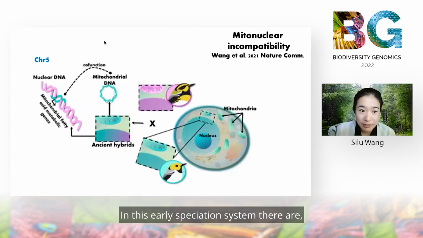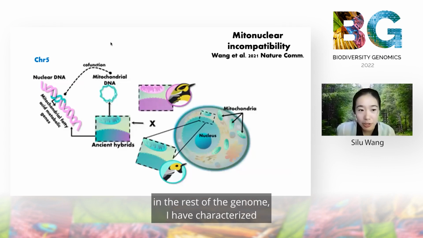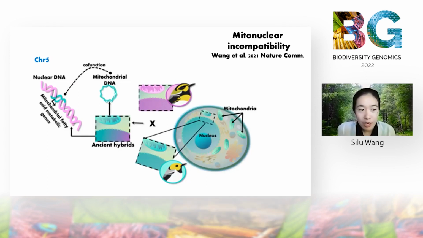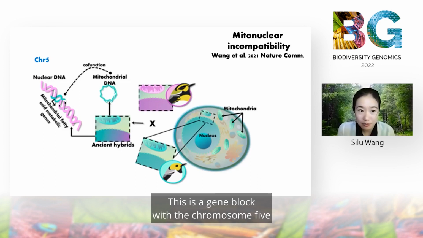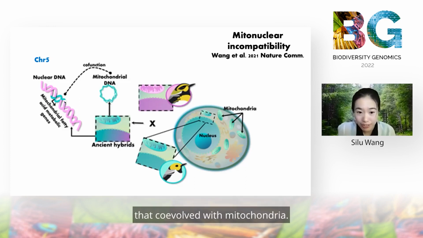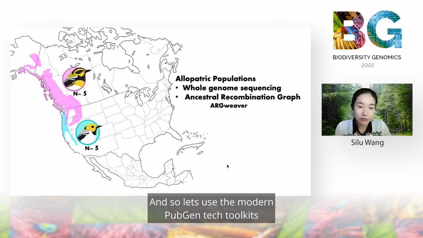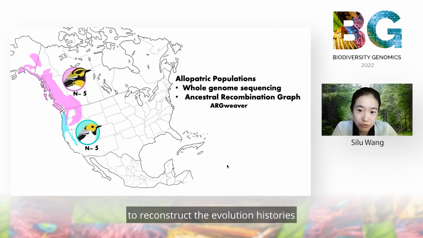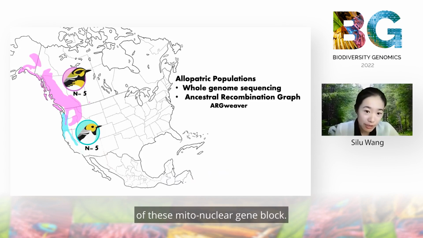In this early speciation system, despite the extensive gene flow in the rest of the genome, I have characterized a mitonuclear incompatibility that prevents gene flow. This is a gene block within chromosome 5 that harbors many mitochondrial fatty acid metabolic genes that co-evolved with the mitochondria. And so let's use the modern popgen toolkits to reconstruct the evolutionary histories of this mitonuclear gene block.